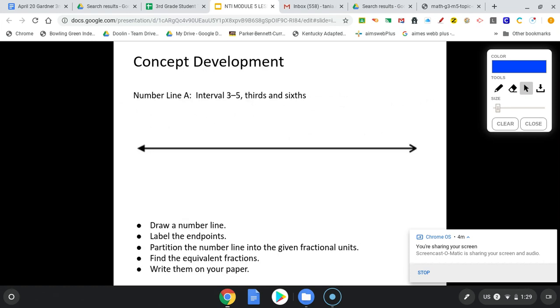So turn your paper over on the back, and on the back, I want you to draw a number line, and I want you to label the endpoints, and we're going to have intervals from 3 to 5. So let's label this endpoint 3 and this endpoint as 5. So what's missing between 3 and 5? Very good. 4 is missing between 3 and 5. So it says to partition it into thirds and into sixths. So let's start with thirds.